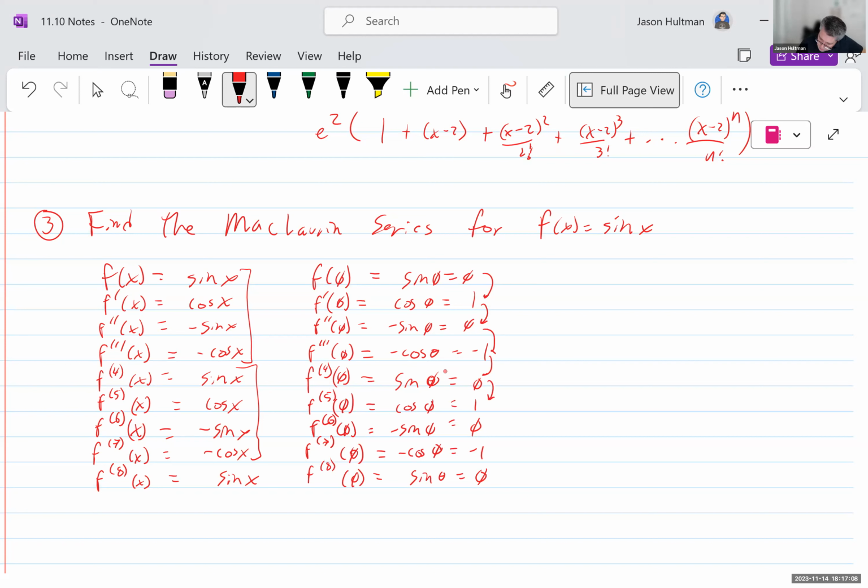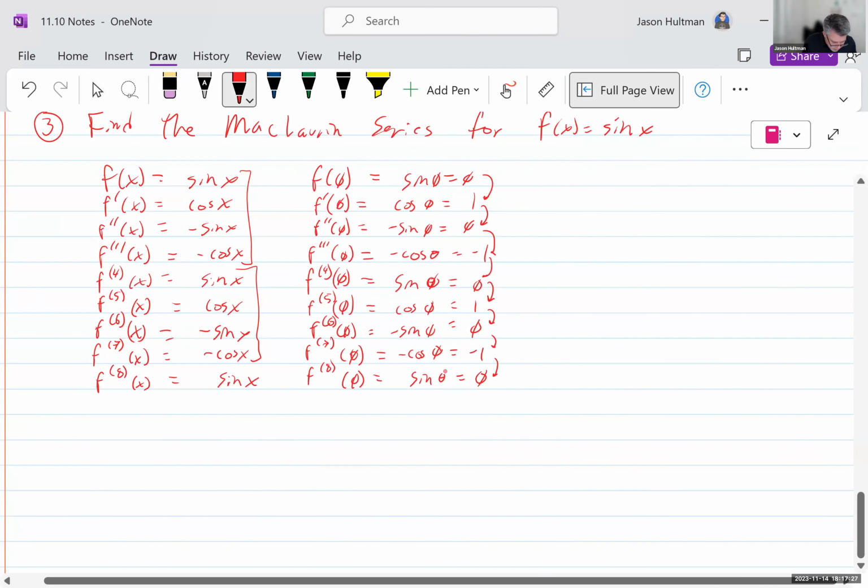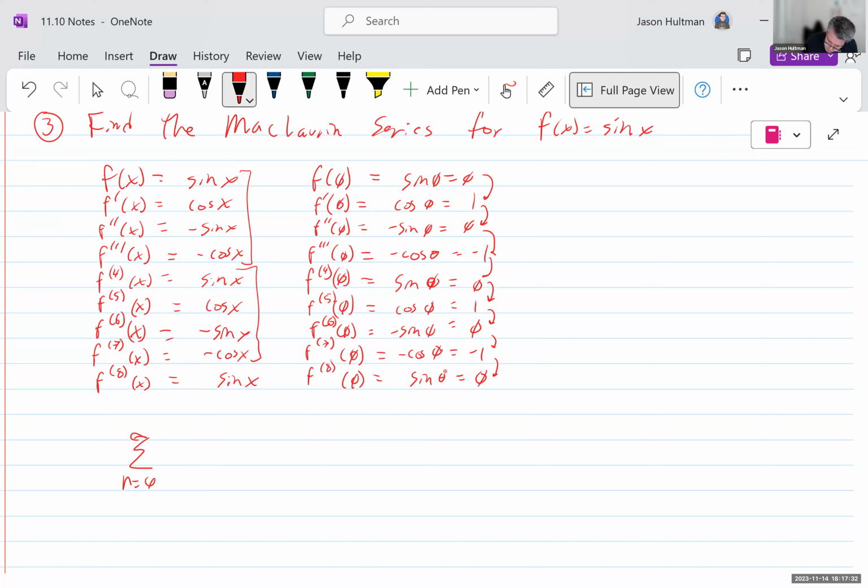Okay, and so again, we get this nice little pattern where every other term we're going to end up with 0, and then we're going to get an alternating series, which will be interesting and nice. So let's look at the Maclaurin series. What was the Maclaurin series? The Maclaurin series was the sum from n equals 0 to infinity of f of the nth derivative evaluated at 0 over n factorial times x to the nth, right? That's what that guy is.